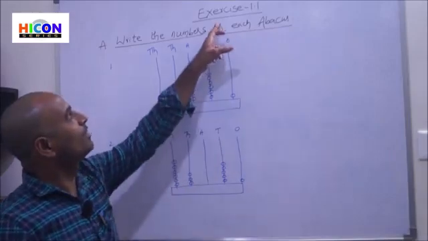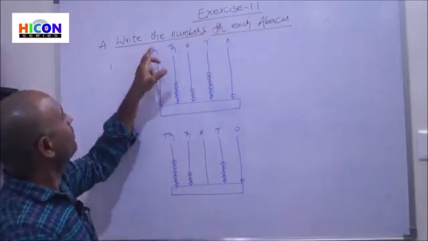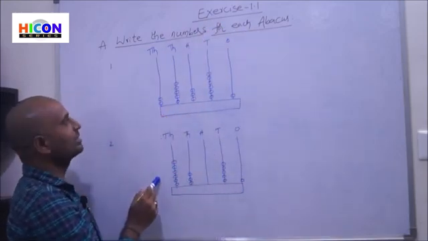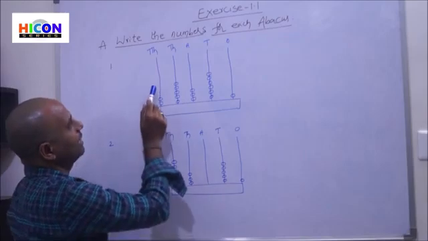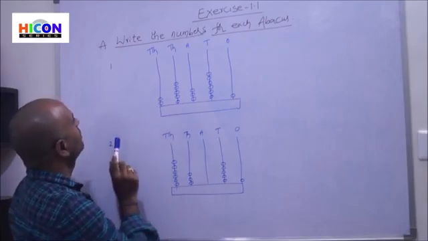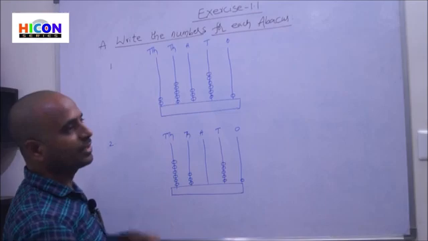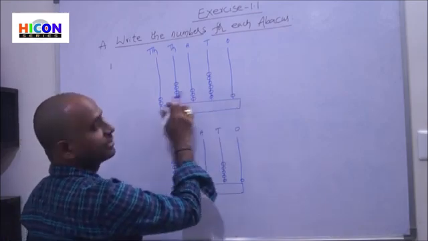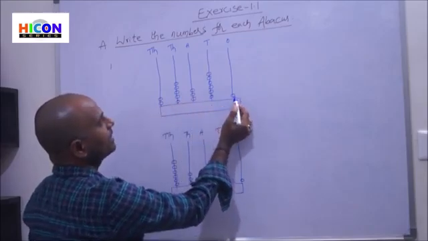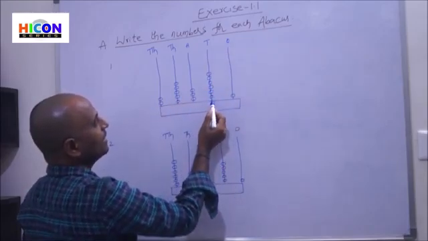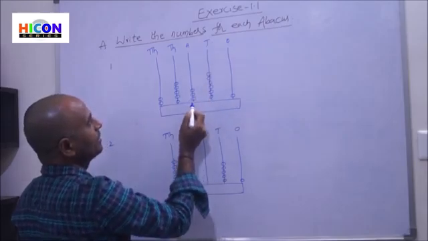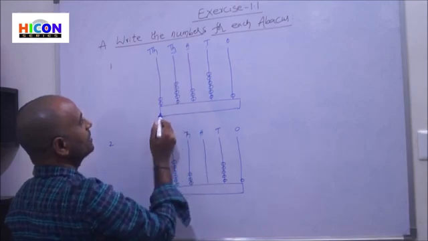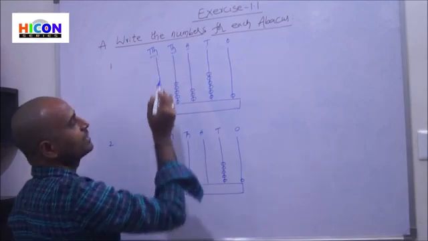Go to exercise 1.1. Write the numbers for each abacus. Here they have given 2 abacuses. We have to write the numbers for each abacus. See the first problem. This abacus contains 5 sticks. The first stick represents 1's place, second stick 10's place, third stick 100's place, fourth stick 1000's place, fifth stick 10,000's place.